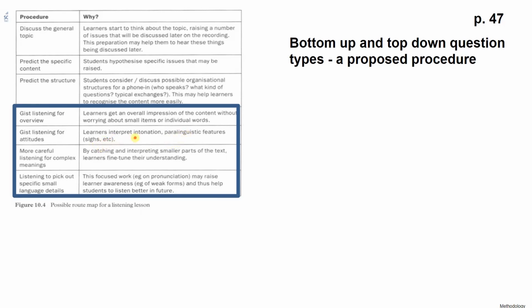You have more careful listening for complex meanings. So maybe there's something that they want to fine-tune their understanding, as Scrivener put it. So maybe there's smaller parts of the text that you want to help them to understand. And finally, there's some pronunciation or other awareness things that can help them focus on things. So perhaps find those weak forms, those contractions, or a certain kind of pronunciation that's interesting, or an area of difficulty for your learners.